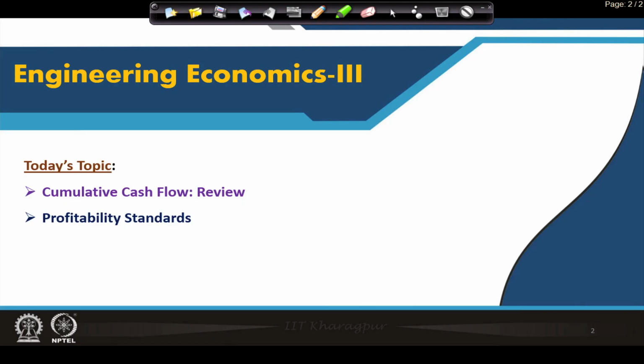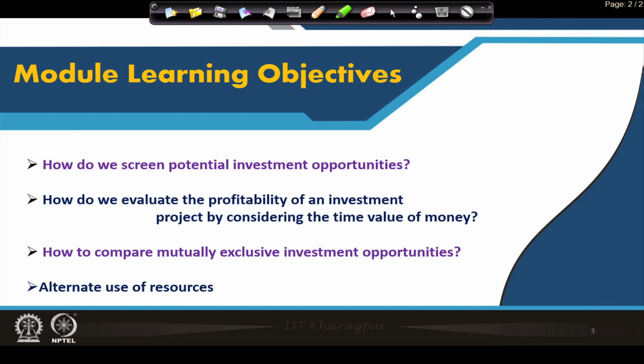Also, there will always be alternate uses of your resources. So, you will also learn alternate use of resources during this module. Today we will start with cumulative cash flow. We have briefly talked about it earlier. We will again review this and we will also talk about profitability standards.